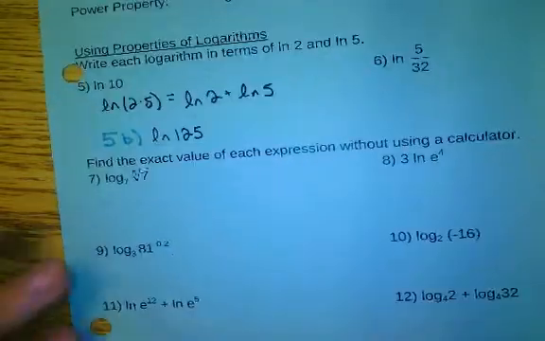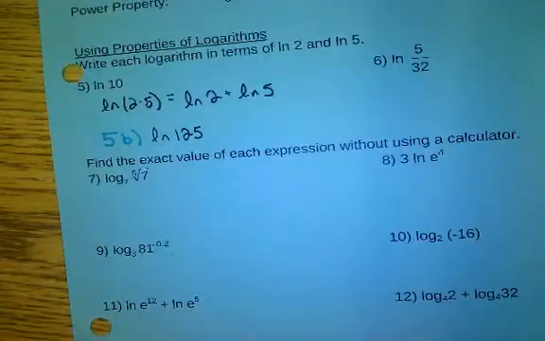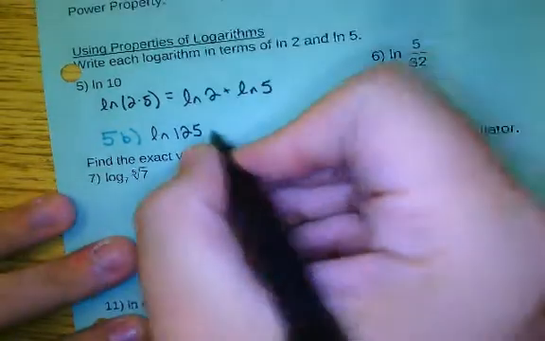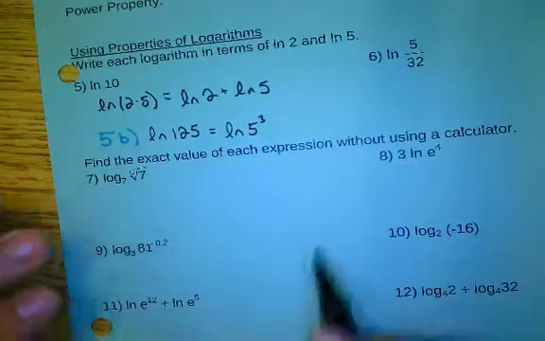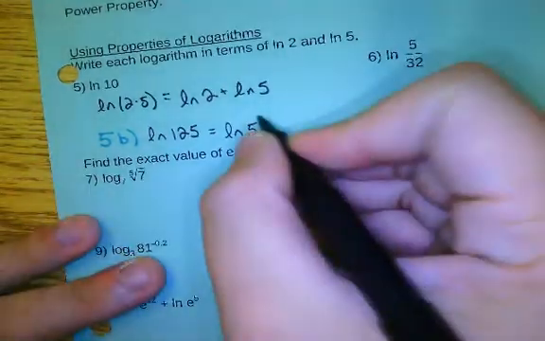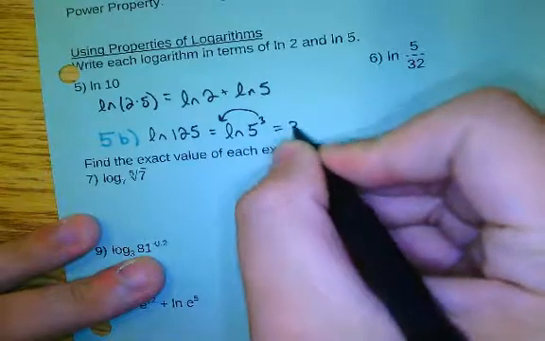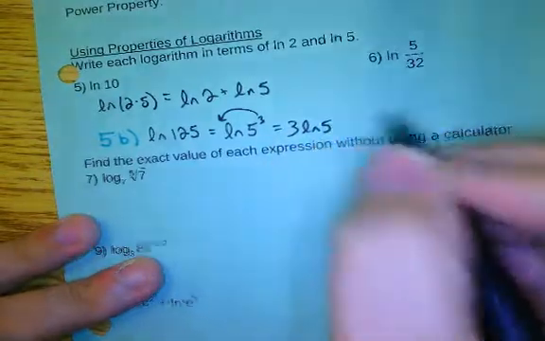ln of 125. How in the world, using 2's and 5's, can you get 125? Okay, 25 times 5. Okay, that's one of the 5's. I need all 5's, though. Okay, so 5 times 5 times 5, that works. Can I also write that as 5 to the third? So this is going to equal ln of 5 to the third. What can I do with that little third power? Put it in front, which is 3 ln of 5.